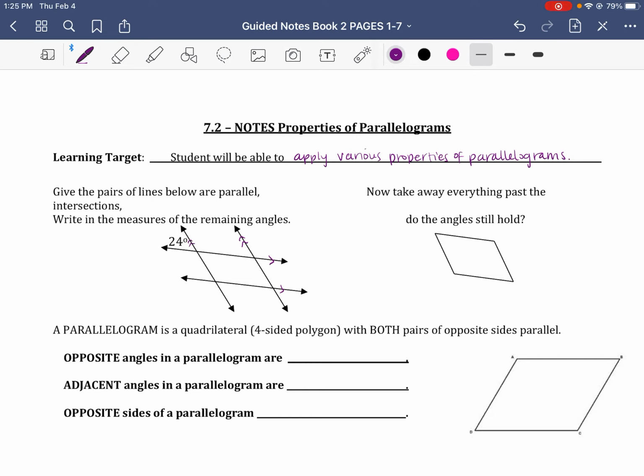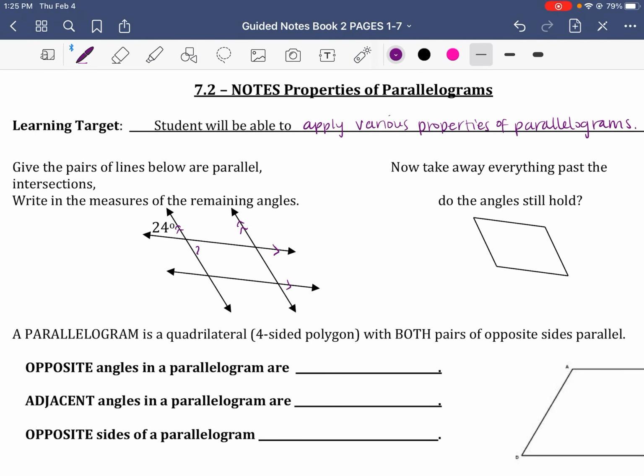We know that if this upper left angle is 24 degrees, then the one across from it is also 24. I'm going to zoom in just a little bit. This would be 24 degrees. And because this transversal is cutting through those parallel lines, this is also 24 degrees, and this one is also 24 degrees, right? And because these are parallel, this other transversal is crossing at 24 degrees as well. So we can conclude that all of these are 24 degrees.